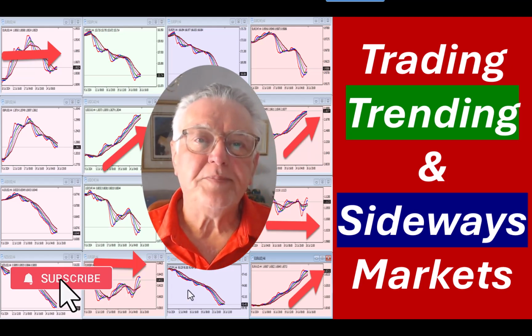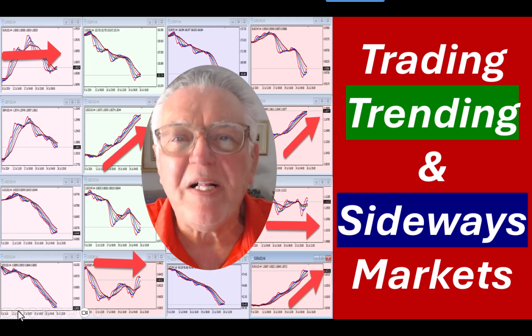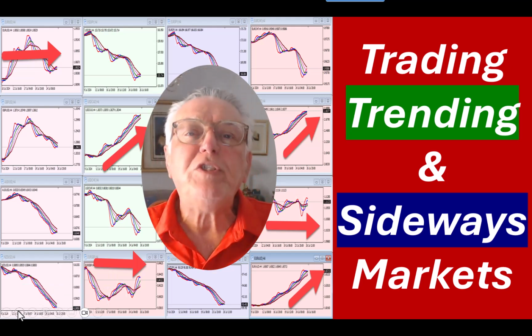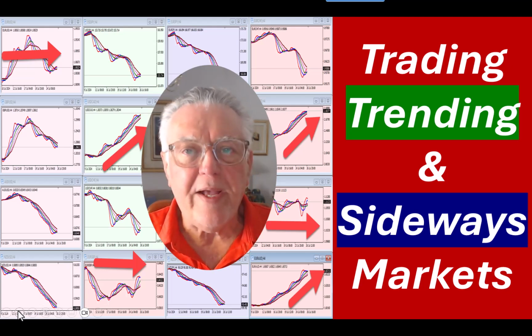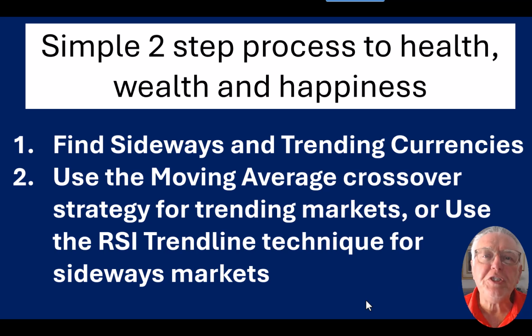Today we're going to be talking about trending and sideways markets. On your screen you can see the multiple moving averages indicator, which makes it so easy to find trending and sideways markets. I'm going to show you an easy two-step process. First, find trending currencies and sideways currencies, then apply the moving average crossover technique to trending currencies, and the RSI trend line technique to sideways currencies.